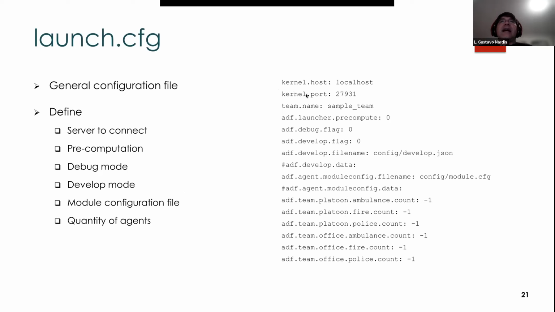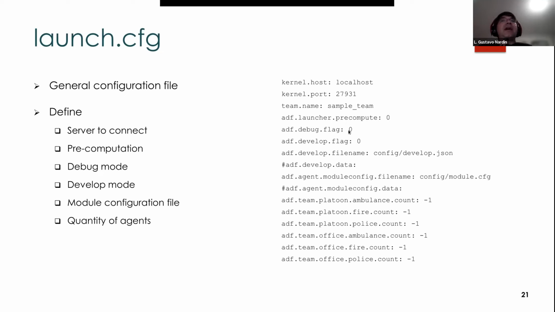Basically, the server connection is defined in the kernel.host, in this case localhost, and the port 27931. We also have the team name defined here, and we have the different flags, first the pre-compute flag, whether there is or is not a pre-compute. 0 means false, 1 means true. So here we are going to launch this team without pre-compute.